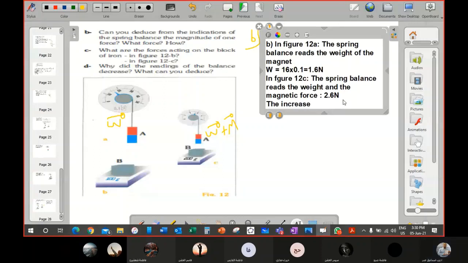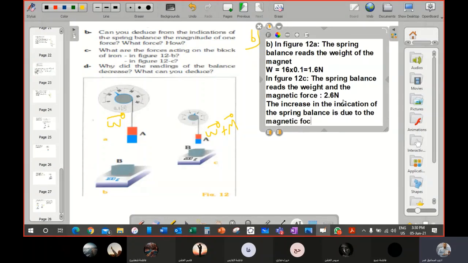Increase in the indication of the spring balance is due to the magnetic force. How much is the value of the magnetic force? 2.6 newtons minus 1.6, we subtract the weight from it. Okay, equals 1 newton. This is part B.